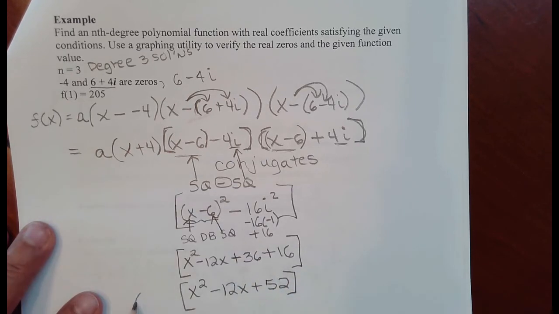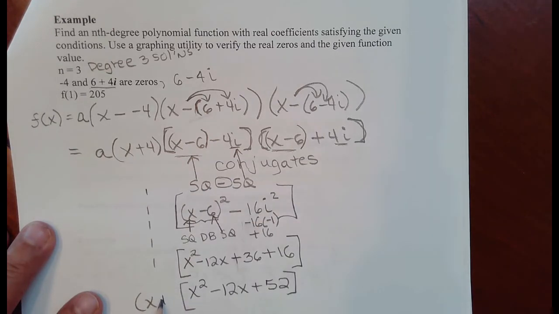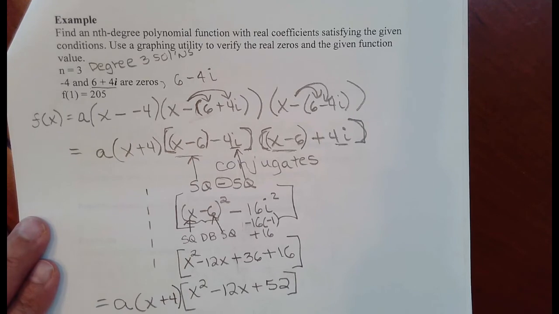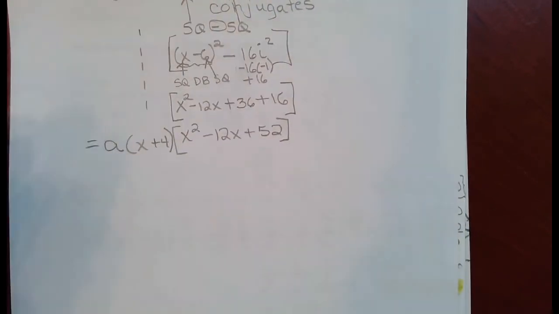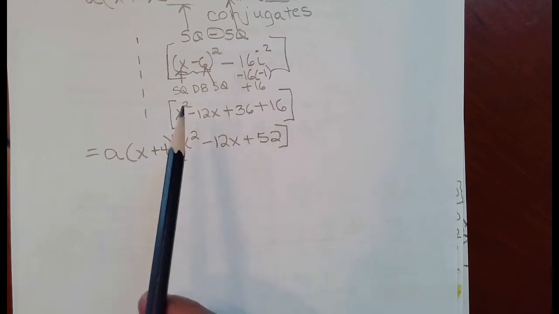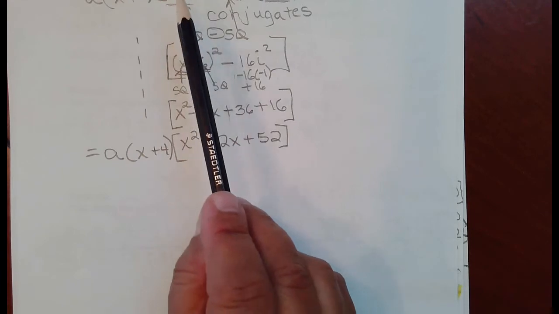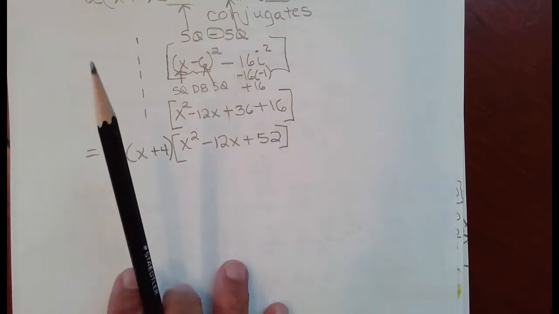Now drag that x plus 4 in there because you're still trying to create this polynomial. And we still have some steps to go. Okay, so look what I got in here. From up here, I had two conjugates.